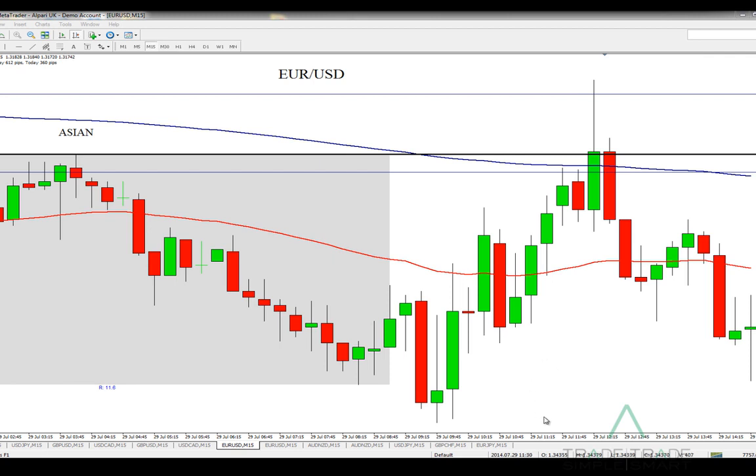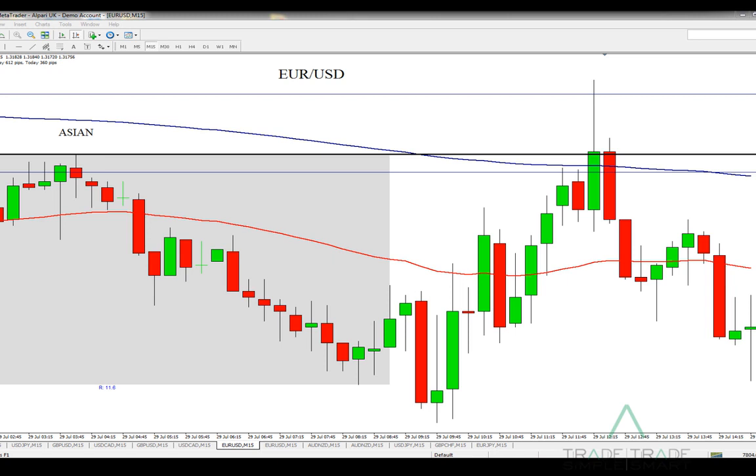So the second bar we want to see after the stop run candle is our confirmation candle, and with the confirmation candle we have 2 criteria. We want to see the close of the confirmation candle close beyond the body of the stop run candle. So in this example, we can clearly see the close of our confirmation candle is well below the close of the body of the stop run candle.